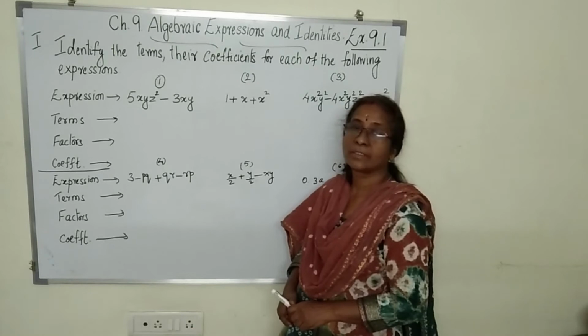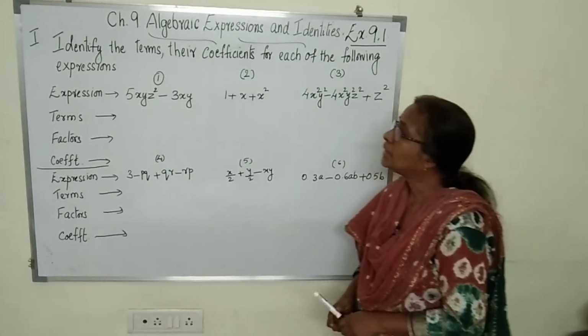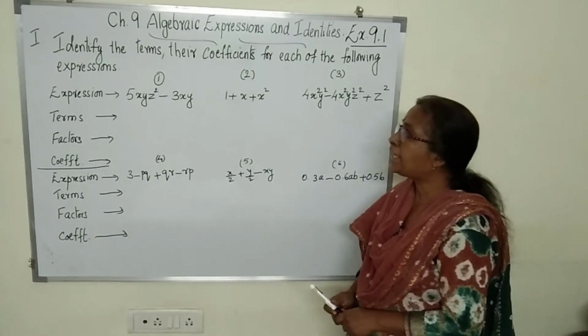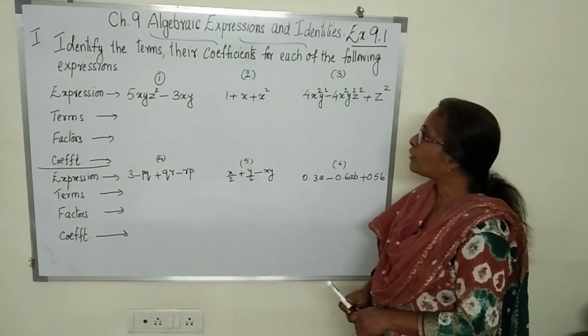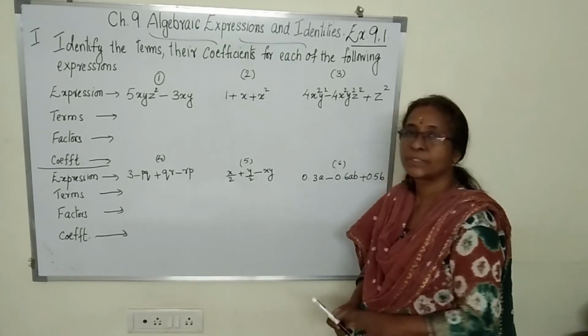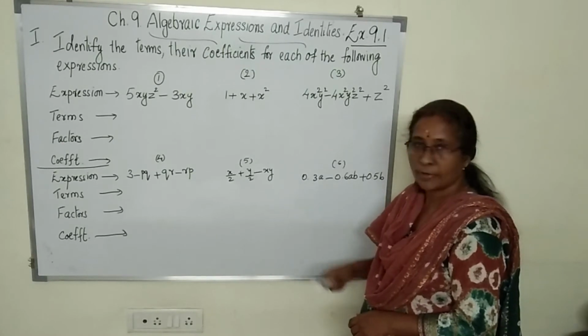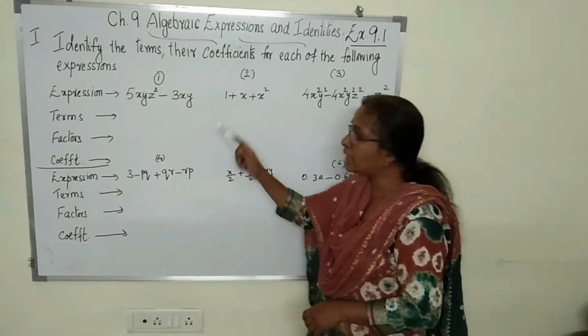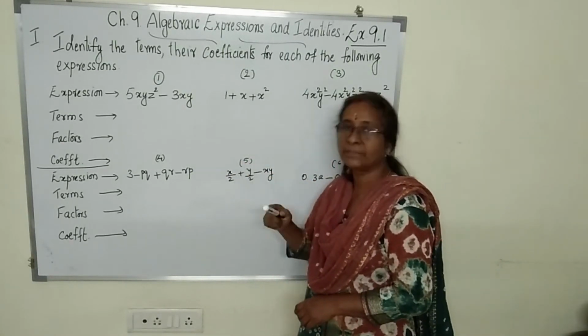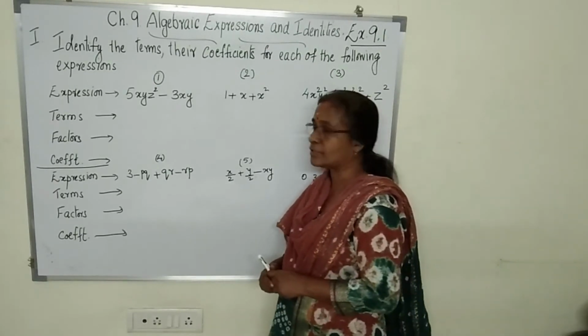Now let us work out exercise 9.1. The first question is, identify the terms and their coefficients for each of the following expressions. Six expressions are given. You have to find the terms and coefficients. But I have written here the terms, factors and coefficients. It can also be asked in this way.